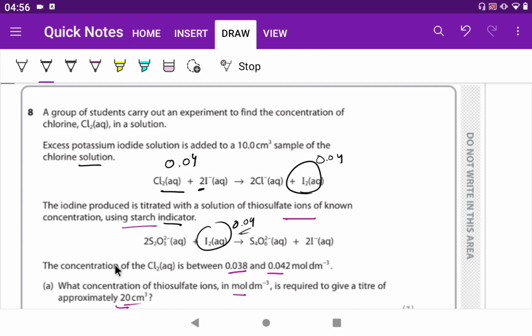The concentration of chlorine aqueous is in between this and this. What concentration of thiosulfate ions in mol per dm³ is required to give a titre of approximately 20 cm³?